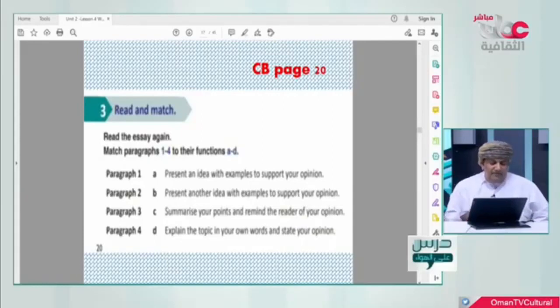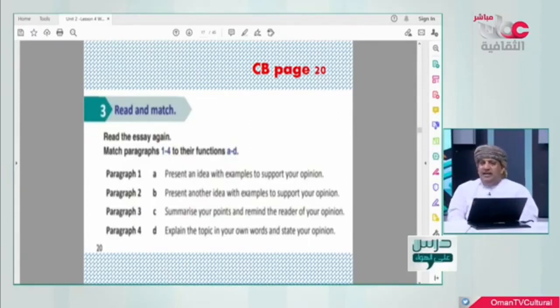Okay, paragraph 3. Summarize your points and remind the readers of your opinion. Summarize. So which part? It's part number 4, which we called the conclusion. The conclusion. Okay, the last one, explain the topic in your own words and state your opinion.